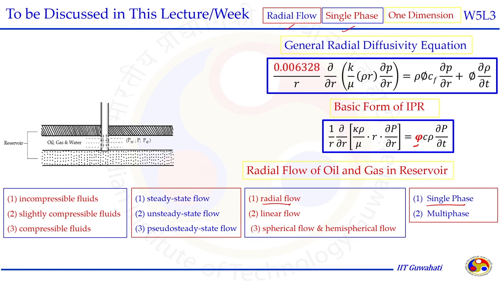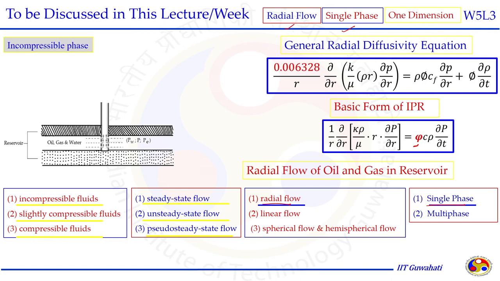So in this lecture, we are going to continue utilizing either of these equations. Mostly we will start with the basic form of IPR to develop radial flow of oil and gas reservoirs. We will consider single phase radial flow, which is common for all the cases we are going to discuss in today's lecture. Then the types of fluid, that could be incompressible fluid, slightly compressible fluid or compressible fluid, will be discussed. For the flow regime, we can solve this equation for steady state flow, unsteady state flow or pseudo steady state flow. In the case of the types of fluid, density is the parameter. In the case of flow regime, different flow regimes are characterized by different initial and boundary conditions. Those are going to be employed in solving the IPR equation.